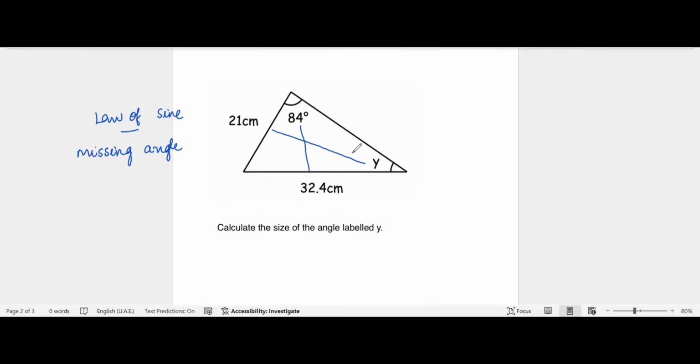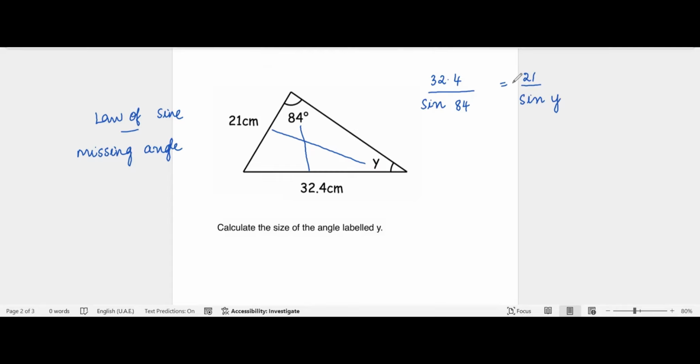And the rule is not going to change. The side 32.4, opposite to side 32.4, the angle given is 84. So 32.4 divided by sine 84 is equal to, now for 21 centimeter, the angle opposite to 21 centimeter is y. So we will take it as sine y.